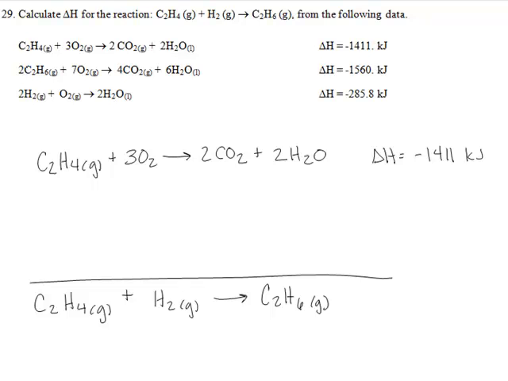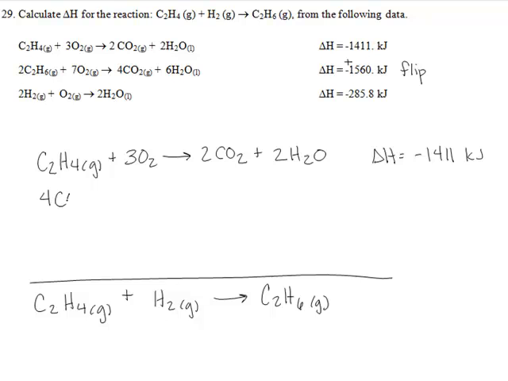Now I have an equation that is 2C2H6 plus 7O2 yields 4CO2 plus 6H2O. C2H6 is on the reactant side in this equation, but is a product in my final equation. So I'm simply going to flip this equation. And by flipping, we're simply going to take the reactants and put them on the product side, and vice versa. When we flip an equation in this way, we also have to change the sign on its delta H. So our negative 1560 will become positive 1560.